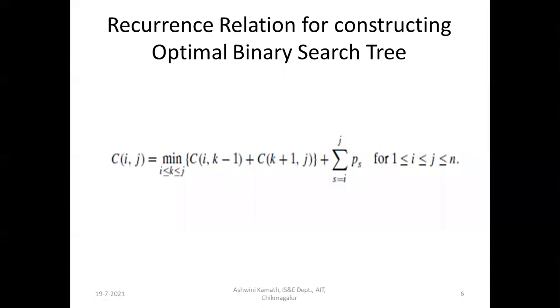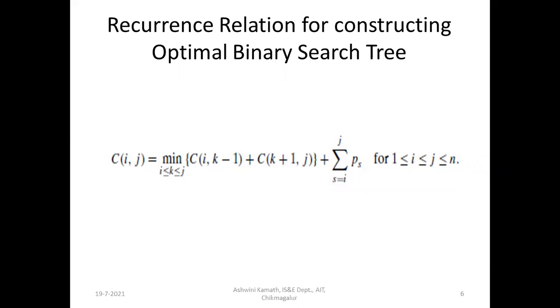C of ij is equal to the minimum of C of i comma k minus 1 plus C of k plus 1 comma j, where k is greater than or equal to i and less than or equal to j. Among these, we have to select the one with the minimum value, plus the summation s equal to i to j, add all the probabilities, that is ps, pi to pj. Add that value to the minimum value which you have got. That will give you the value of C of ij.